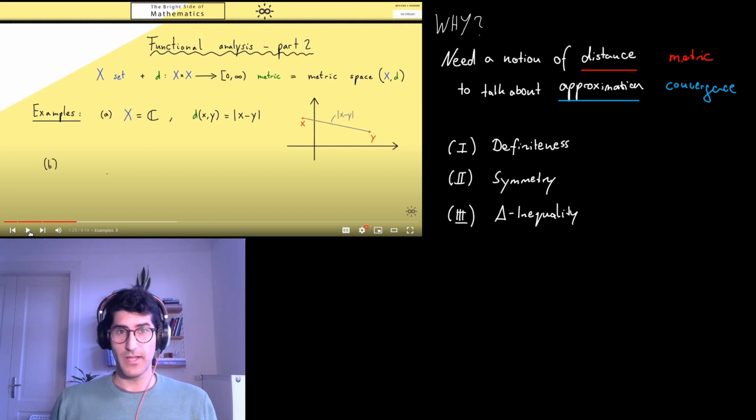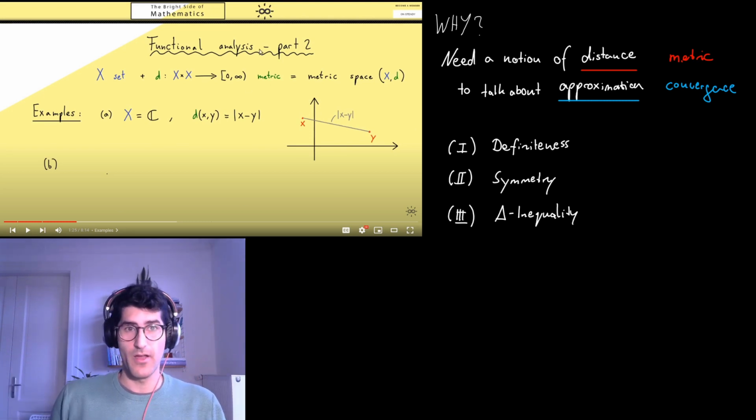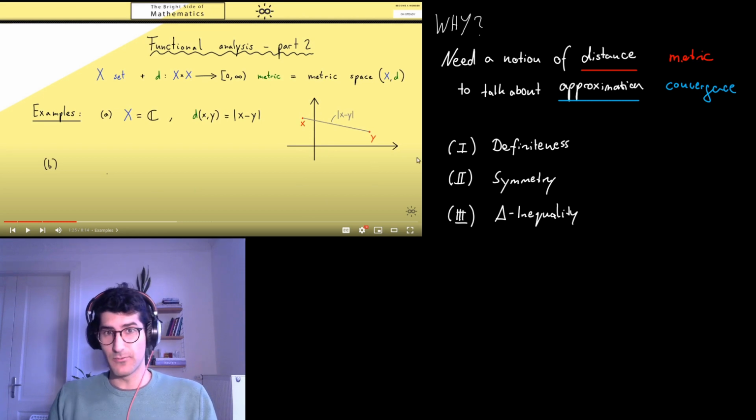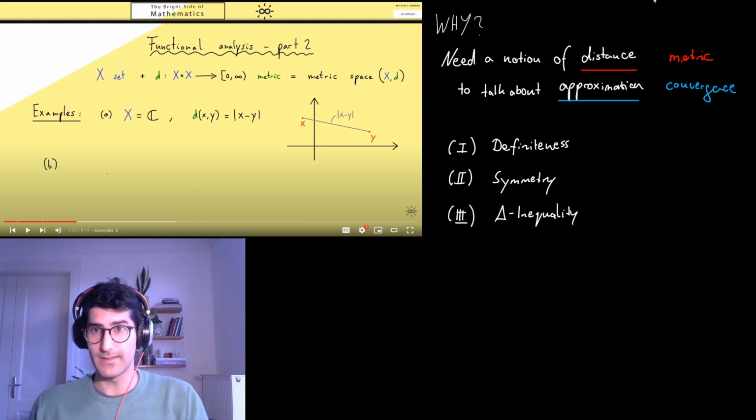So this example talks about complex numbers, and you know that we can visualize complex numbers also in R2, in the plane that we see here on the right hand side, having the real part on the x-axis and the imaginary part on the y-axis.